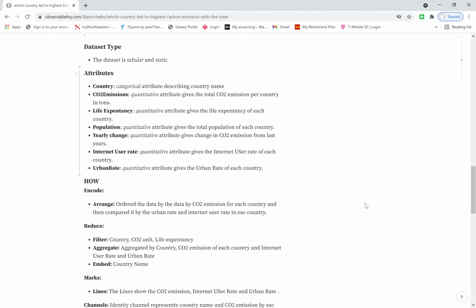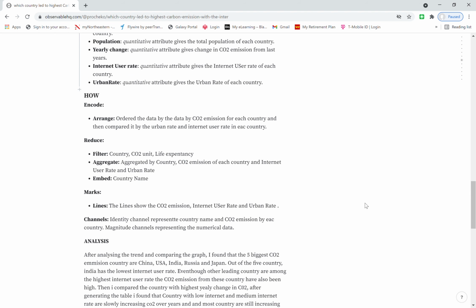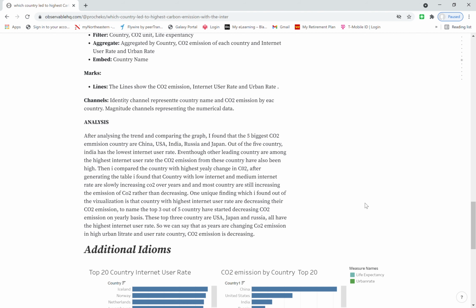How I've done this is encoding. I've arranged and ordered the data by CO2 for each country and then compared it by the urban rate and internet user rate in each country. I've filtered country, CO2 and life expectancy. I've also aggregated and embedded country names. For marks, I've used lines to show the CO2 emission and channels to represent the country name and CO2 emission by each country.